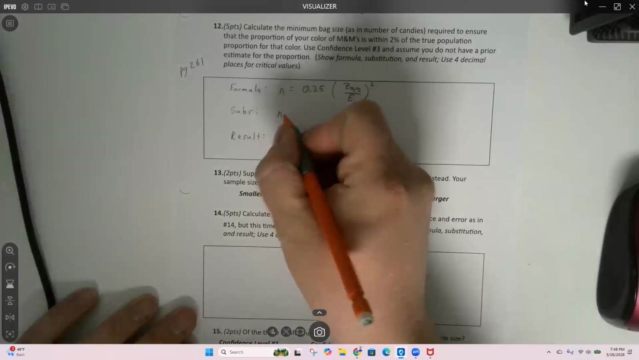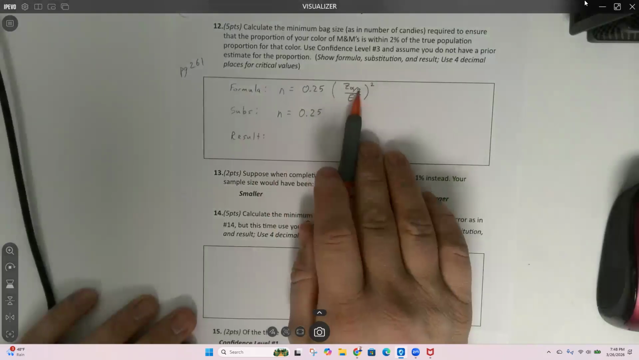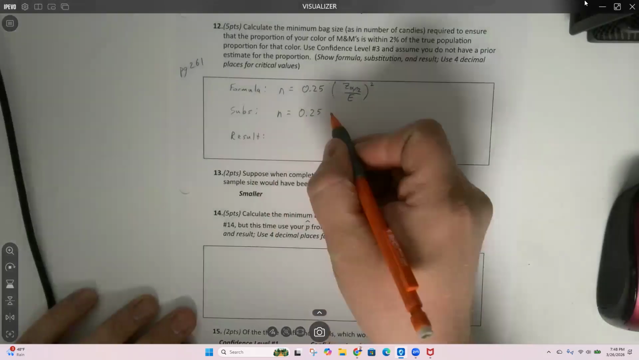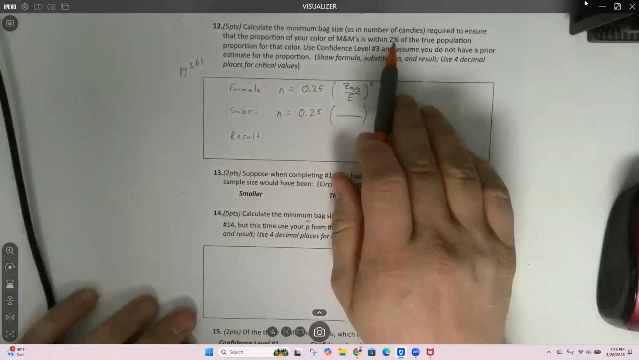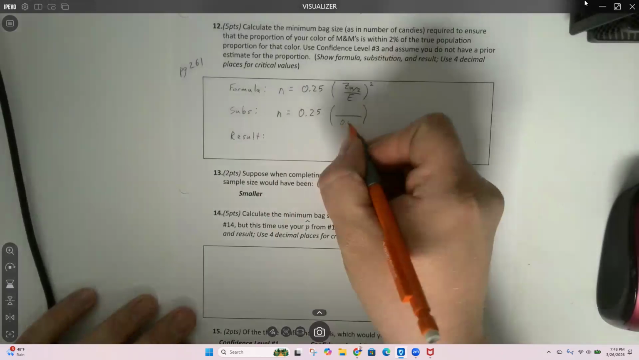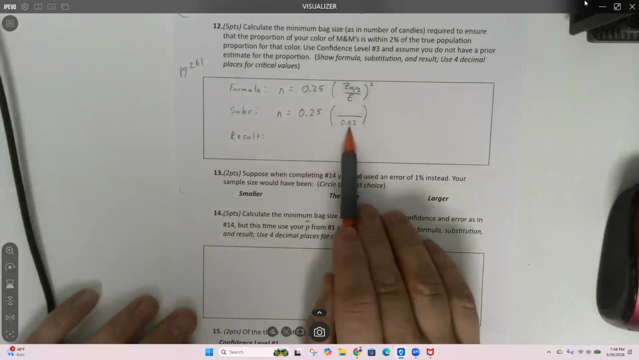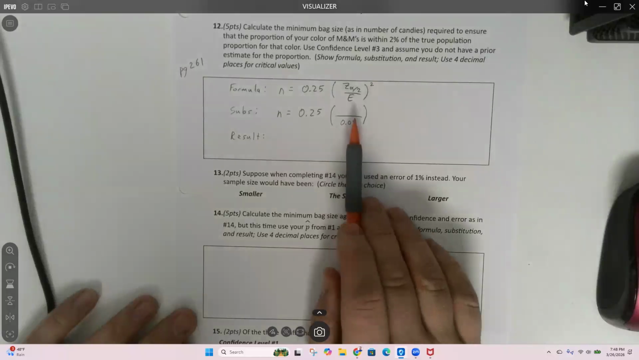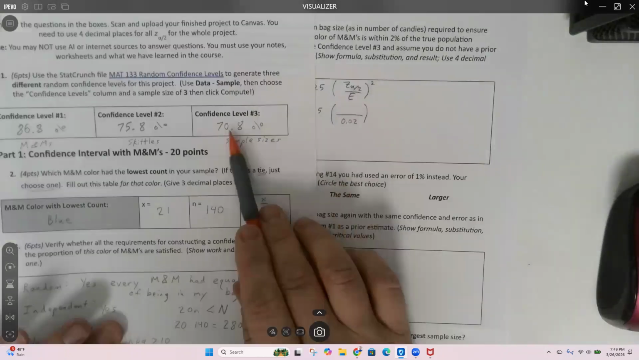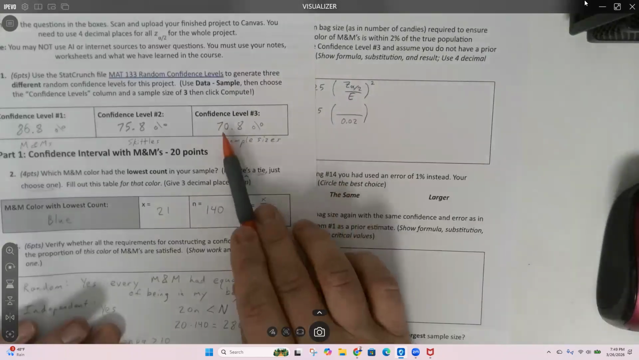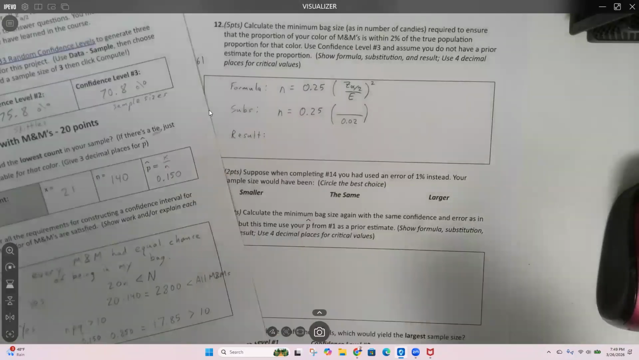Substitution. There's only two numbers to substitute in. I need my z alpha over 2 and my error. I want my error to be within 2%, so 0.02. Everybody's going to have the same error for that. But my z alpha over 2 is going to be based on your confidence level. Mine's 70.8, which is pretty small. So I'm going to get a really small z value.